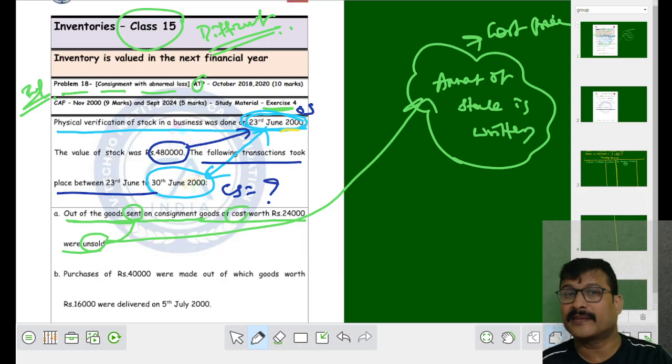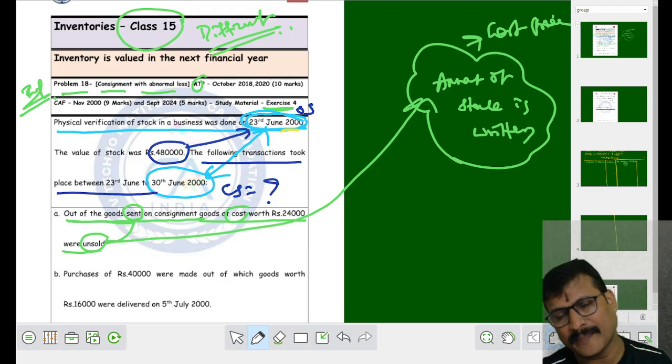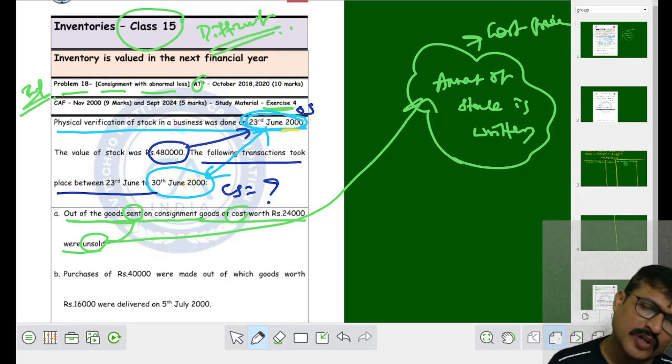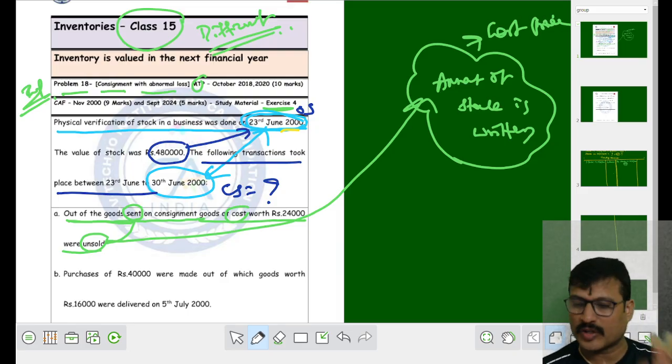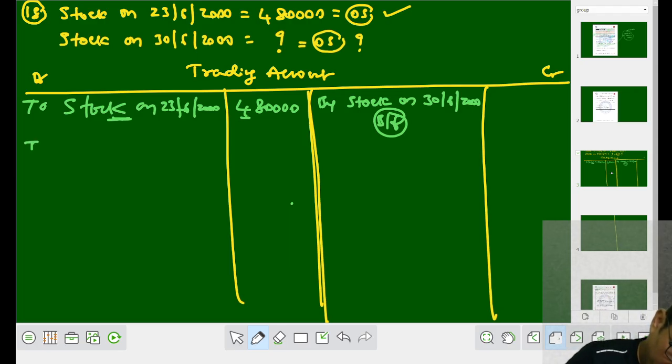I spent nearly 30 minutes of explanation. When the goods are sent on consignment, it is to be taken in such a place where the amount of stock is written, and that to be at cost price. See here, where is the amount of stock written? Amount of stock is written on the debit side. So on the debit side only we have to write 2.